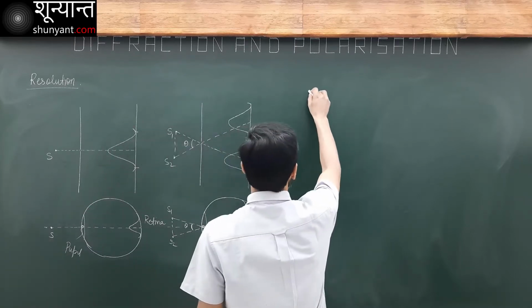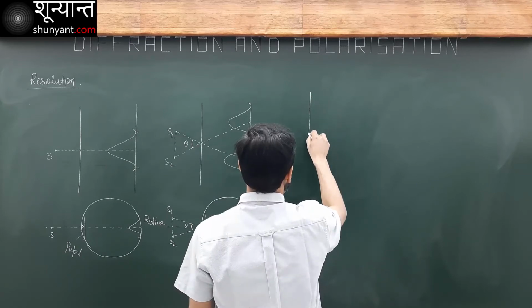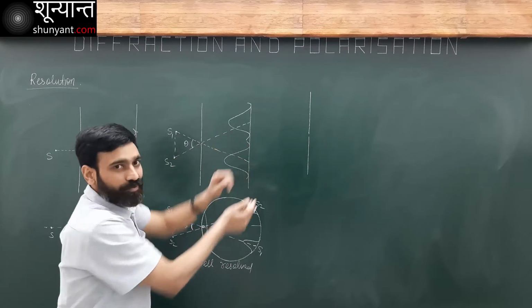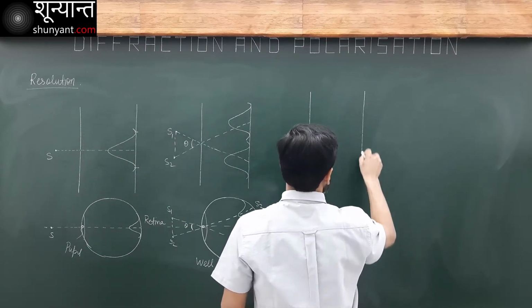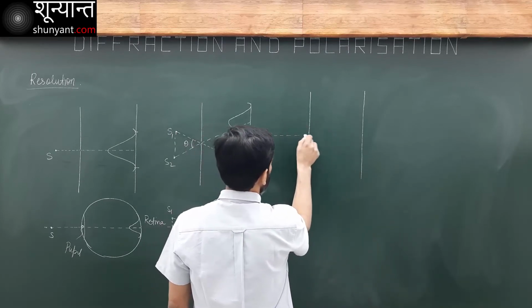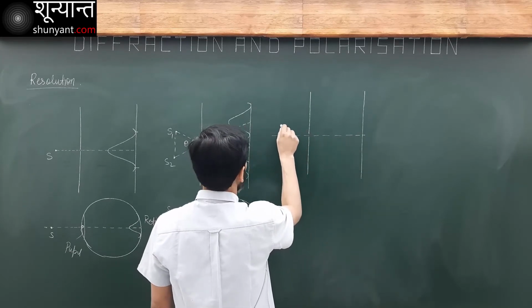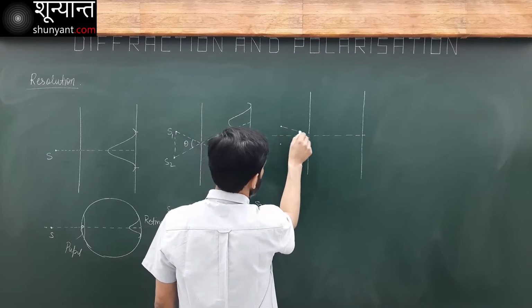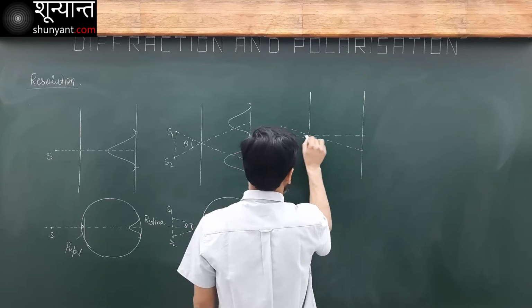What will happen if this angle starts to change, if it starts to decrease? Then they will start coming together. Then the resolution between the two maxima will start decreasing. Let's say that I have these two points, now they are at this distance here. So here is going to be my diffraction pattern.